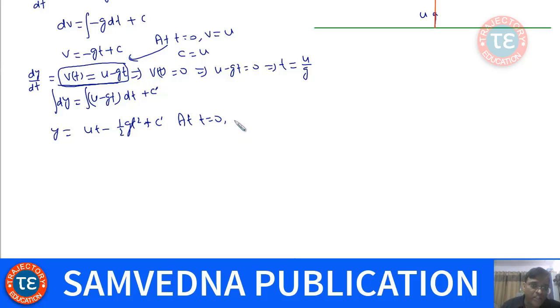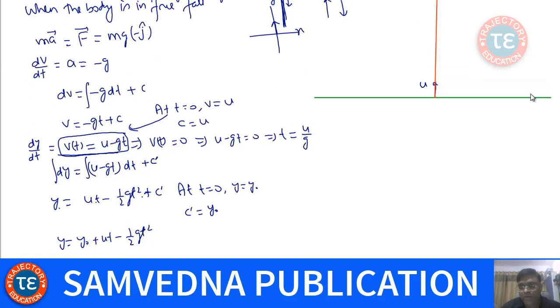For evaluating this constant, you need to find what is the value of y at t equal to 0. Suppose at t equal to 0, y is y naught. Then you just put this value over here, t equal to 0, and y is y naught. So your c dash will become equal to y naught, and your y will become y naught plus ut minus half gt square.